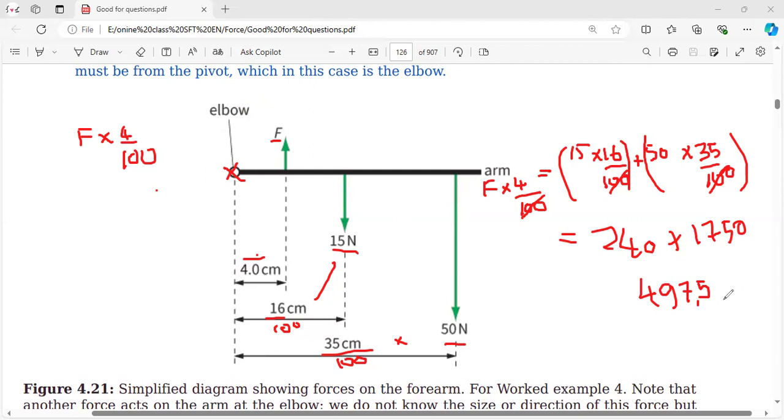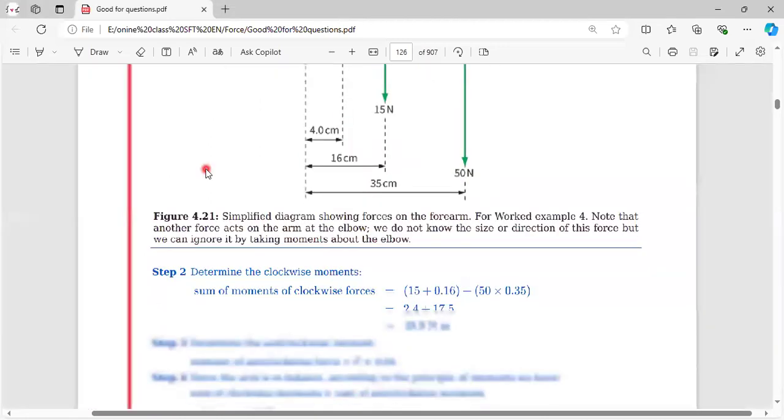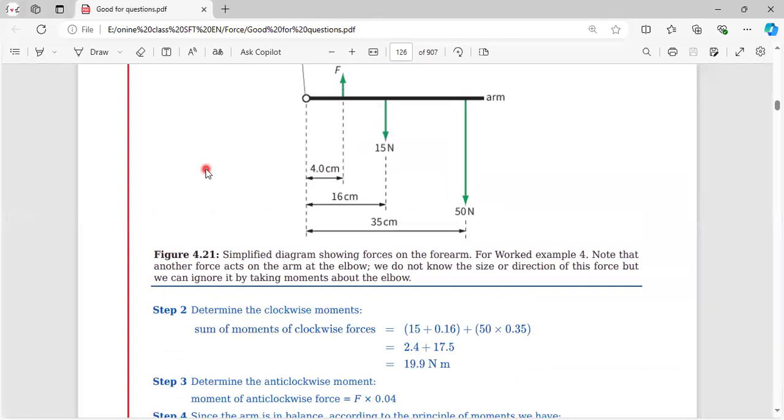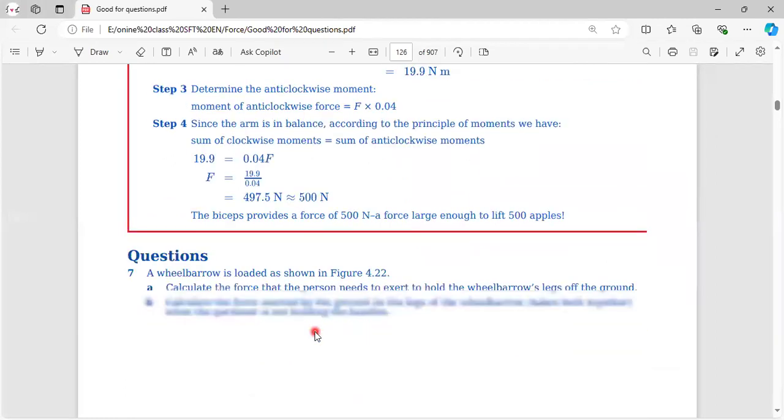What is it, newtons or meters? This should be in newtons, okay? Here it is 4F, so you have to take out the 4. So obviously the answer in the first case, 497.5, is more likely to be equal to 500 newtons.